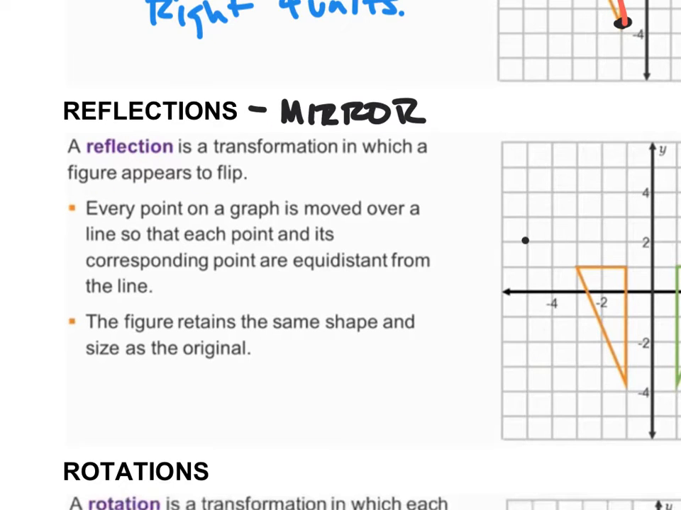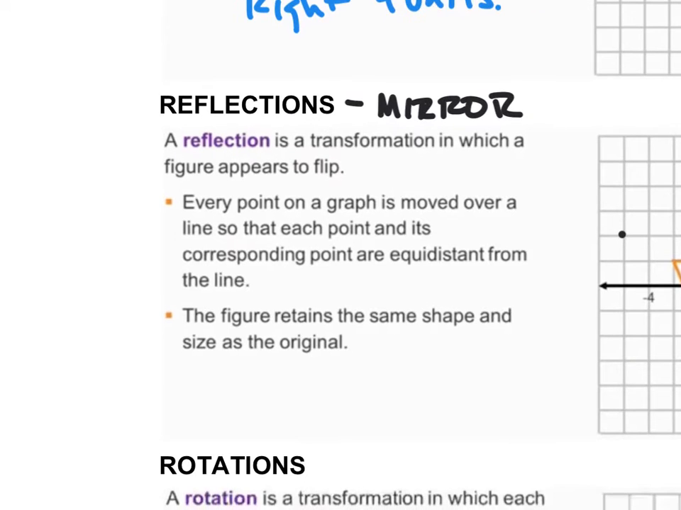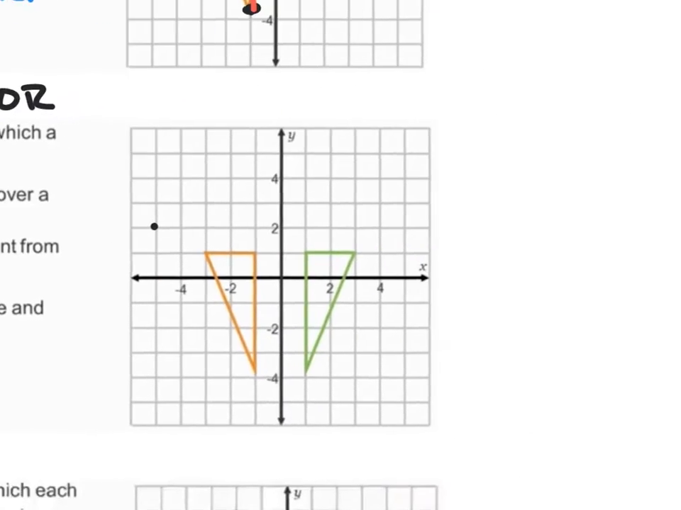All right, and so what we have is every point on the graph is moved over a line so that each point and its corresponding point are equidistant from that line. The figure retains the same shape and size as the original. That's important. Things don't change size when you flip them or mirror them.